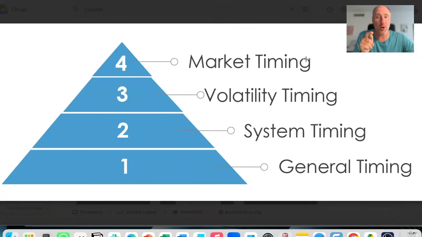This pyramid is going to help you avoid a lot of losing trades, and it's going to improve your breakout trading strategies significantly. So let me explain.